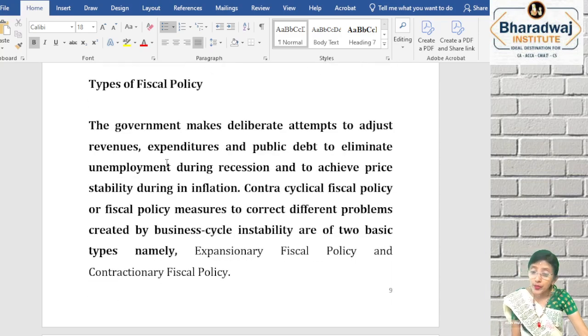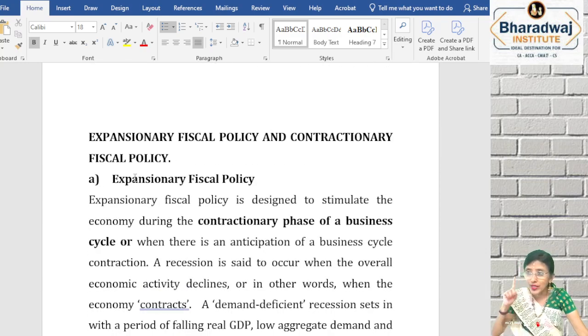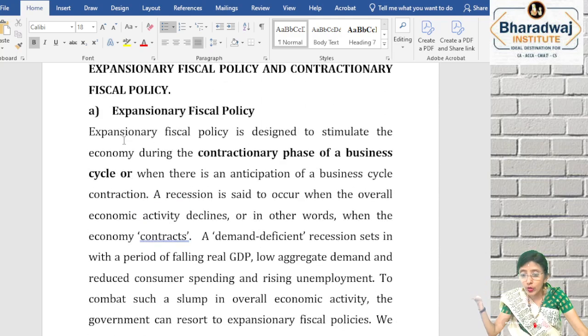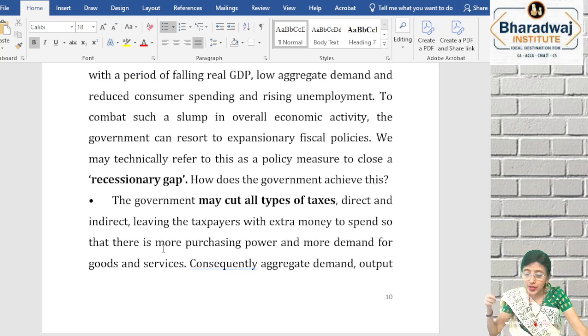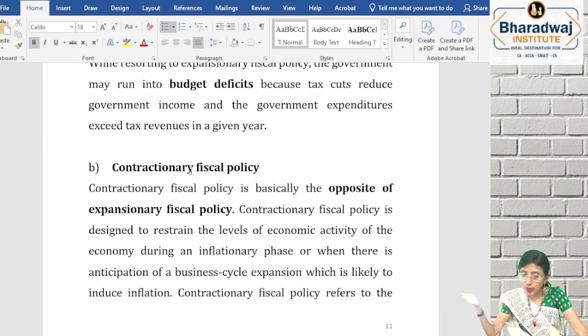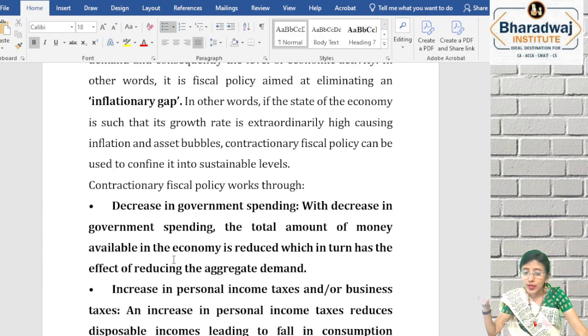And in types of fiscal policy, expansionary and contractionary. My dear students, one point: expansionary is used during the phase of contraction. Contractionary fiscal policy is used during the expansionary phase. They will check whether conceptually you are strong there. So you have expansionary fiscal policy to address the recessionary gap. Remember that. Contractionary fiscal policy is exactly the opposite of it, and this will be used to address the inflationary gap. Be clear with that.